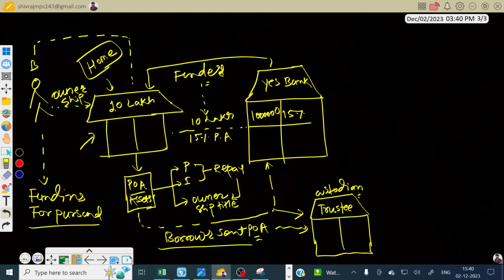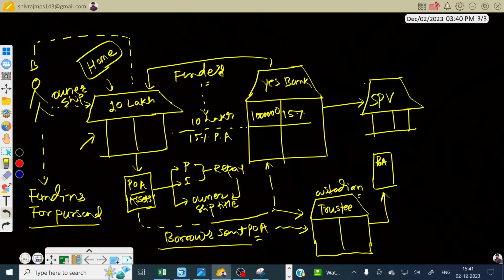So as Abhijit said, you will now have an opportunity, or I would say a facility, to convert that obligation, or I would say POA, and transfer this POA to whom? There are two options. One, the bank can create an SPV. An SPV is basically kind of an institution, kind of like a private equity fund, but it's not a private equity fund. It is only for a special purpose. Special purpose can be anything. It's like a fund.